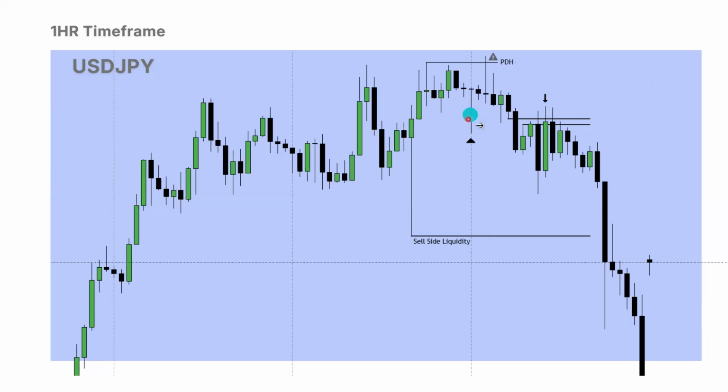Now, the next thing you want to do is to go to a lower time frame, either the 1 hour or the 15-minute time frame. What you are looking out for is a market shift. Okay, what's a market shift? This is when price takes out liquidity and then breaks structure.